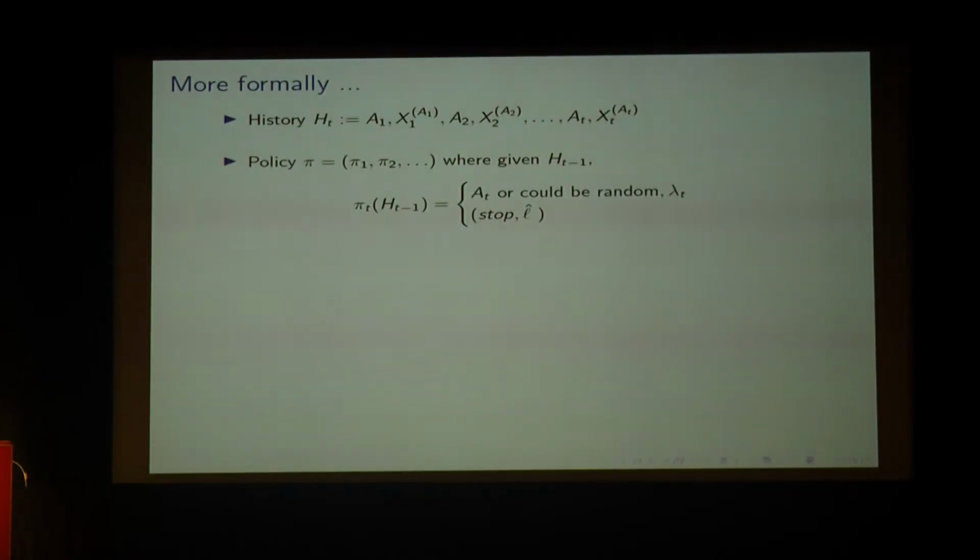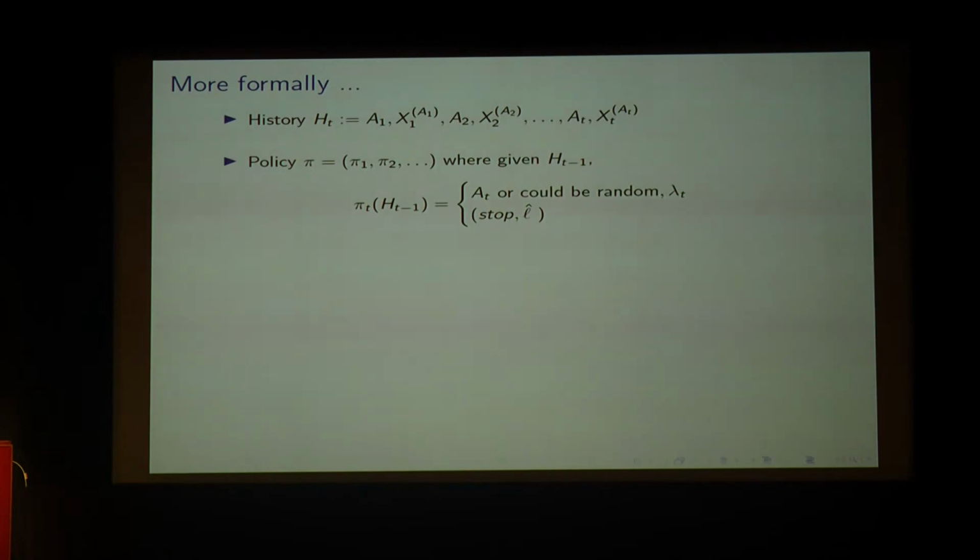Now, we also have this notion of a policy. The policy is essentially a contingency plan forever into the future. I call the policy pi. Pi is pi 1, your plan for time 1, pi 2, your plan for time 2, and so on. And what this does is it looks at the history up to time t minus 1, and then decides which arm to pull.